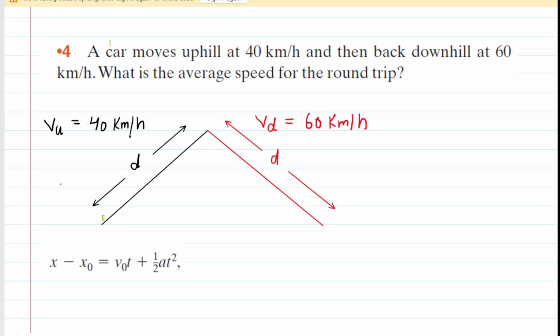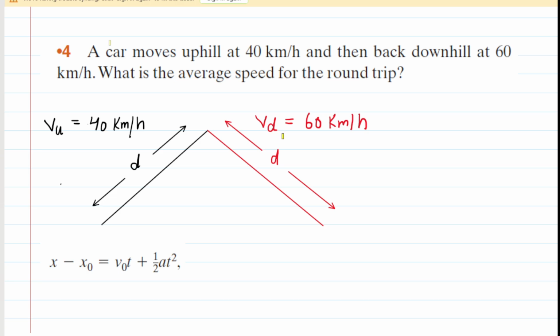We have the car driving uphill here in the black colored ink, and we've labeled that distance D, and then it drives downhill with the same distance. So notice we've also labeled that distance D as well. The speed going up the hill is 40 kilometers per hour. We've represented that as V with the subscript U for uphill, and then V sub D is the speed going downhill, which was stated to be 60 kilometers per hour.